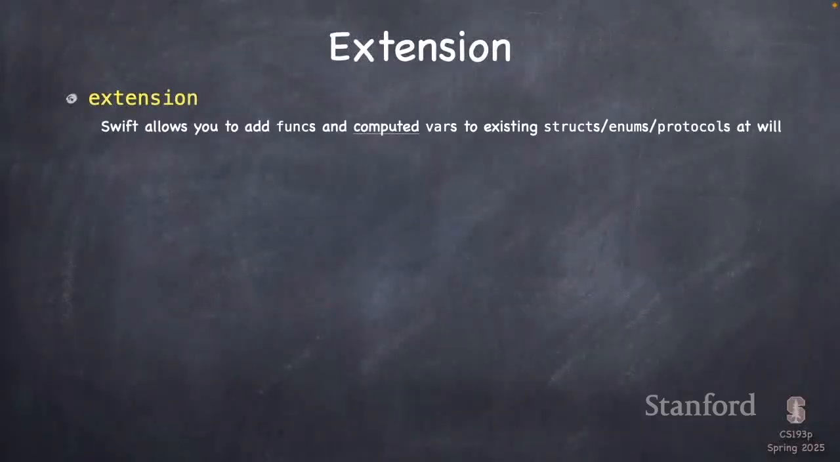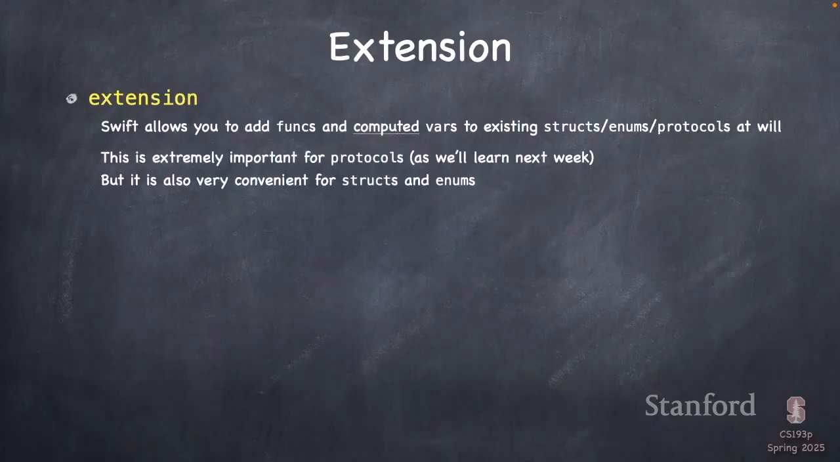Okay, extension. Extensions, we're going to talk about really quickly here. Swift allows you to extend, meaning add functions and computed vars to, other structs and even protocols, and certainly enums, externally. So you don't have to have the source code to it. That means you can add extensions to Color and View or any Array, anything you want. It's super important for protocols, which we're going to learn.